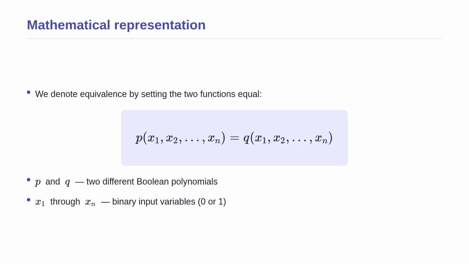Let us look at how we mathematically represent that two polynomials are equivalent. We do this by stating that the function produced by the first polynomial is equal to the function produced by the second polynomial for all possible inputs. In this formula, P and Q represent two different Boolean polynomials. The variables x1 through xn represent the inputs to these polynomials, which can only take the binary values of 0 or 1. The equal sign tells us that for any specific set of inputs you choose to plug in, the final calculated output of P is identical to the final calculated output of Q.